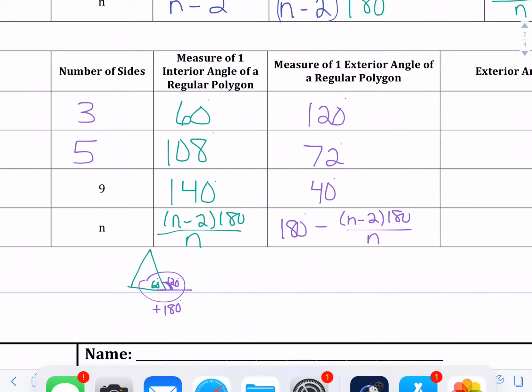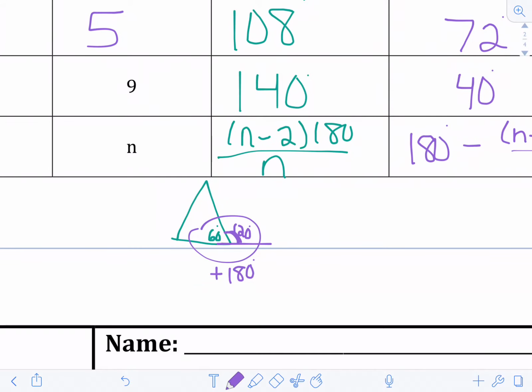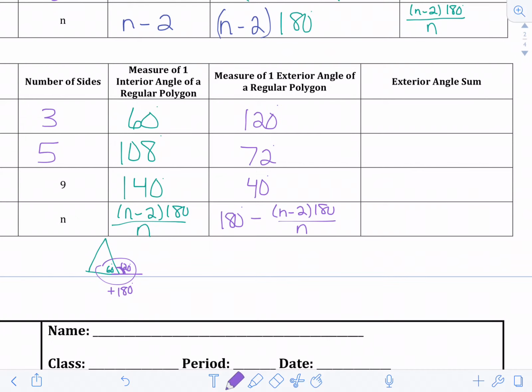Okay, so now it's asking for the exterior angle sum. Let's just look at this, and it works every single time. How many exterior angles do we have? We have 3. So I have 120 degrees, and 3 exterior angles will give me a total of 360 degrees. Okay, this one for the pentagon, one exterior angle is 72 degrees. I have 5 exterior angles, and that comes out to 360 degrees.